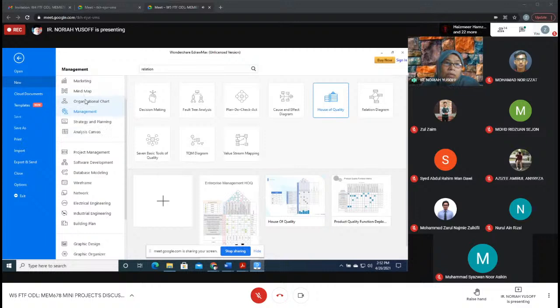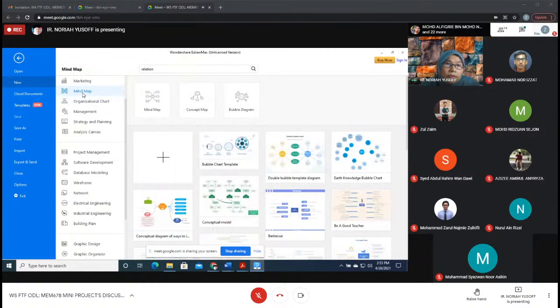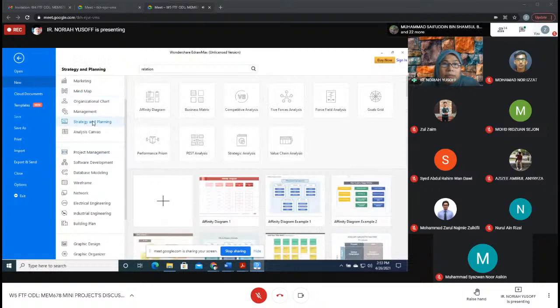And then untuk the affinity diagram, actually you can, kat mana project management kot, saya tak ingat lah. Tadi saya tengok strategic planning. Yes, bawah strategic planning they also provide the affinity diagram. So semua dah ada kat sini.